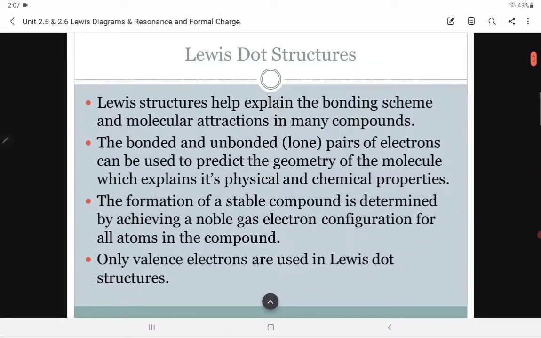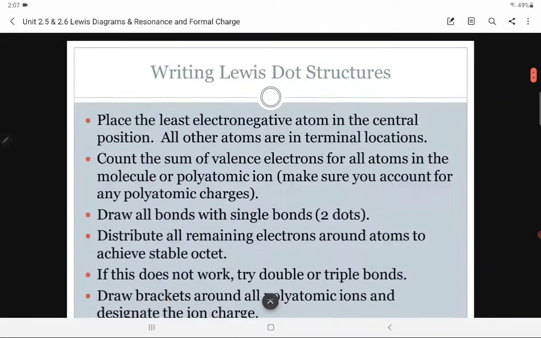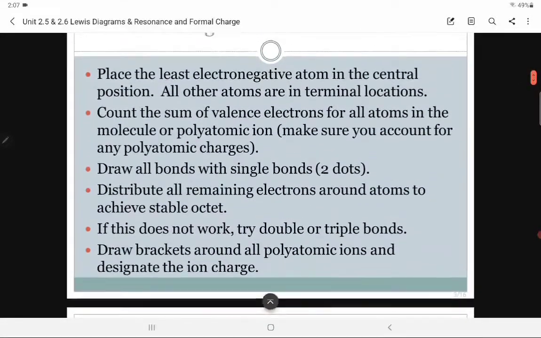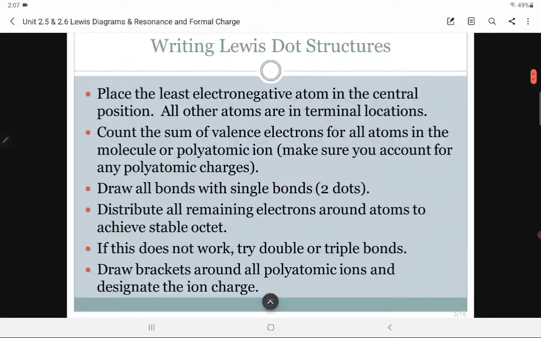So I'll let you read that on your own, but Lewis dot structures are a way to two-dimensionally study what a molecule looks like with its geometry. And once we know its geometry, we can predict a lot of things about the properties of that molecule. I'll also let you look at that on your own, but that just gives you a step-by-step account of how we're going to go about drawing these Lewis dot structures.